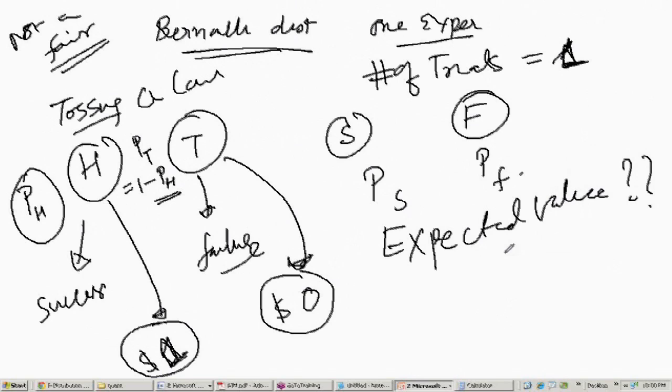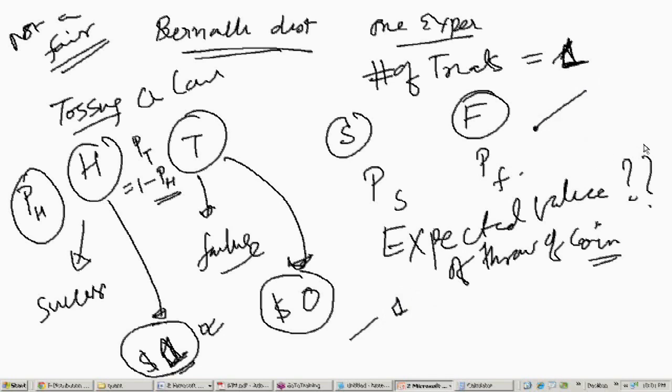What is the expected value of a throw of the coin? In other words, I am interested in finding the expected value of this Bernoulli distribution. Expected value is the mean, right? So what is the mean in this case? If we draw a tree diagram, you will get $1 with what probability? Remember, this is not a fair coin.